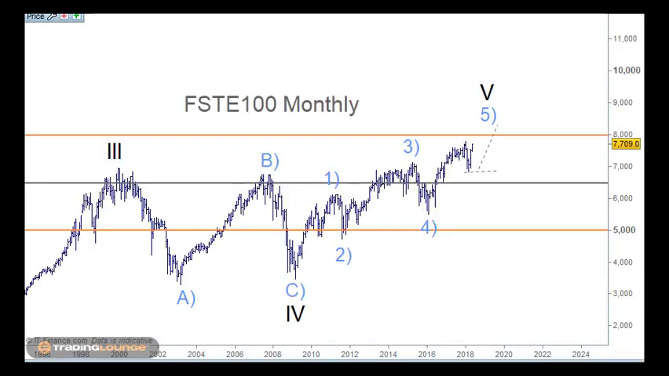So the FTSE, okay, on the monthly chart here, we might as well just start here then. This is pretty much in line with the rest of the world as such, as you know. So we're looking at cycle degree 3 here, primary A, primary B, primary C for cycle 4 here. And then we're looking at 1 and 2 and 3 and 4, and then up for 5 here.